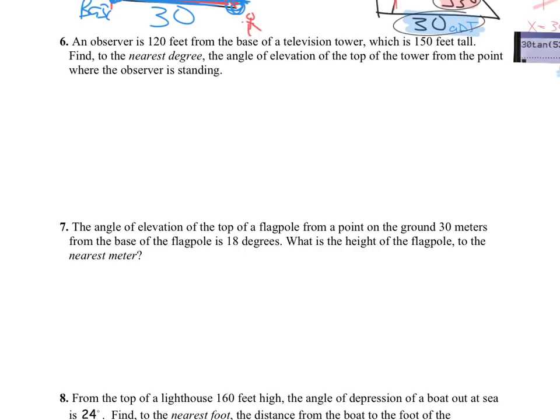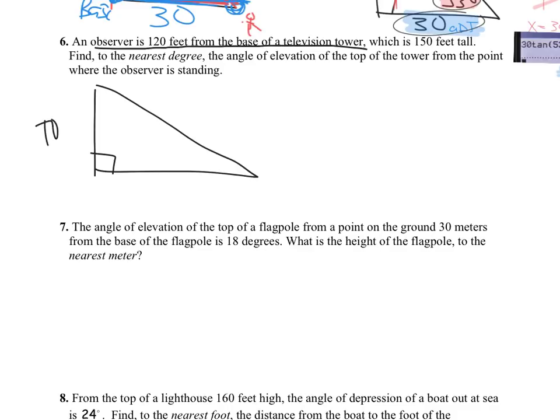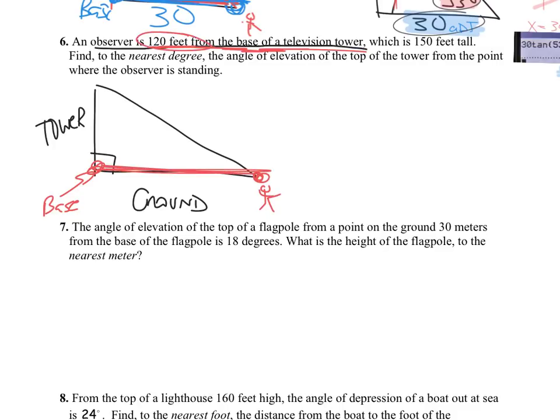Problem 6. An observer is 120 feet from the base of a television tower. So I'm going to have my tower. I'm going to have the ground. And you have an observer that's 120 feet from the base of the tower. So the base of the tower is the bottom, so the base is here. You have the observer, a person is standing here, 120 feet from the base. So this bottom is going to be 120.